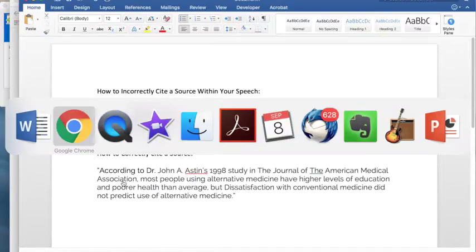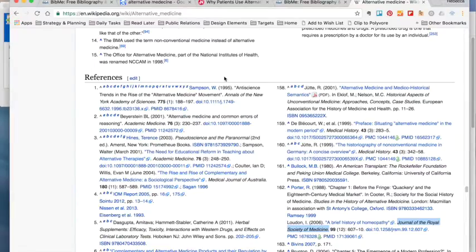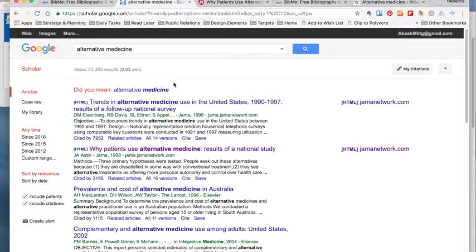One other place that you can find good sources is, obviously our library has really good sources, Google Scholar. So the address for Google Scholar is scholar.google.com. What I did was I went to scholar.google.com and it comes up just like a regular Google page. I put in alternative medicine and I found something that fit my needs.